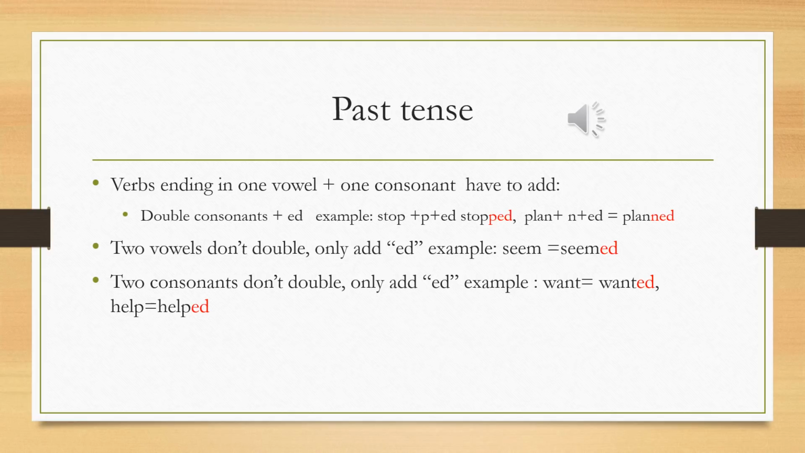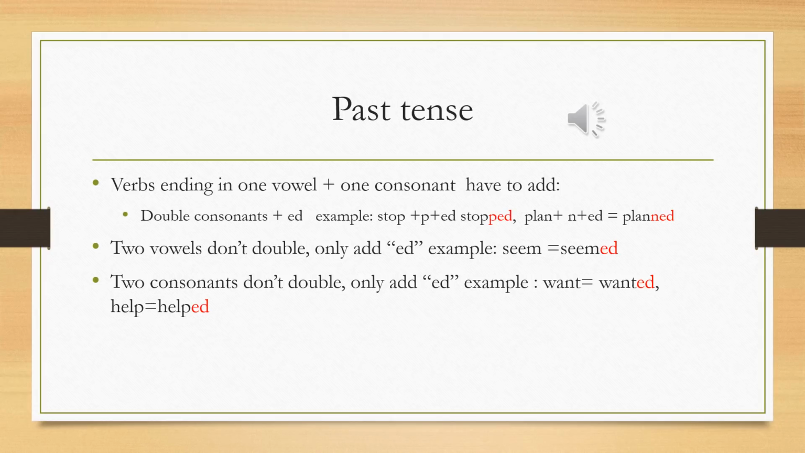Okay. How about if we have two vowels? If we have the word with two vowels followed by one consonant. Example, the word S-E-E-M. You have two vowels followed by one consonant. In this case, you only have to add ed at the back of the word. Example, S-E-E-M. Okay, can you see S-E-E-M? You have two vowels with one consonant. So, you only add ed at the back. Seem became seemed.